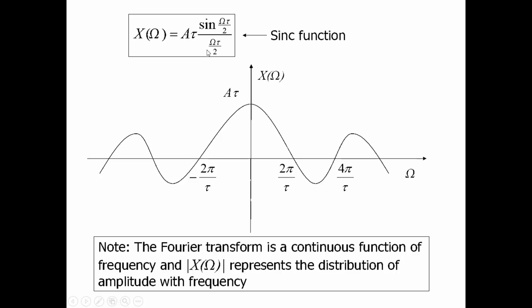At omega equal to 2 pi by tau, you will have the Fourier transform equal to 0, and similarly for minus 2 pi by tau the Fourier transform will be 0, right? The important thing is that the Fourier transform is a continuous function of frequency, and the magnitude of this Fourier transform represents the distribution of amplitude with frequency. So the Fourier transform here in this case is a continuous function of frequency.